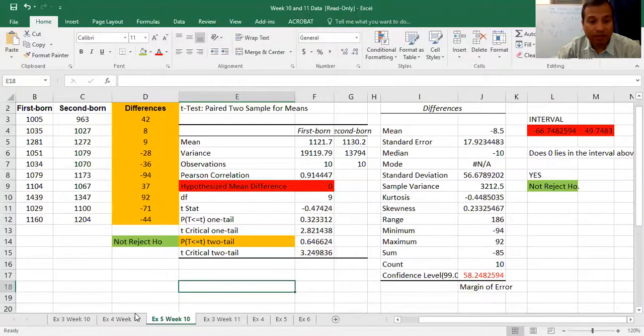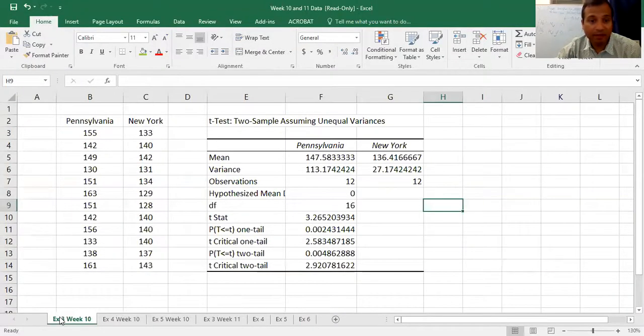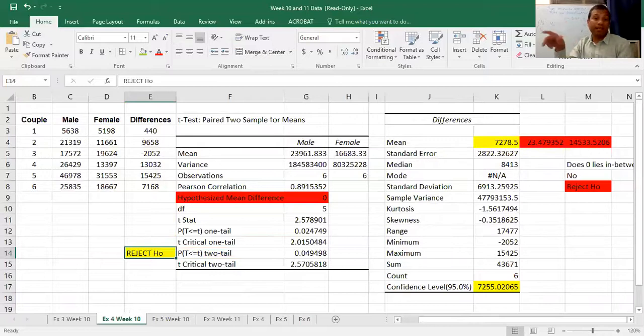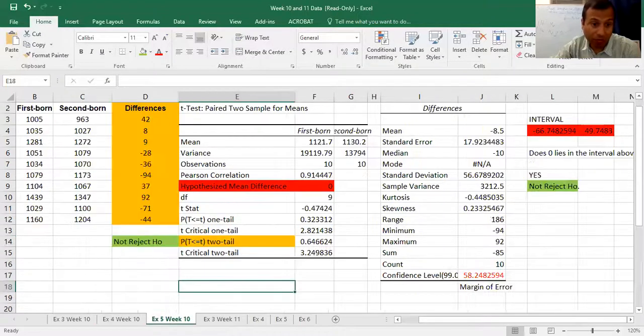So any question from exercises 4, 5, and 3? Exercise 3 was independent samples, right? New York and Pennsylvania. So with different samples we applied the separate t-test, unequal variances, two means, the independent one. Whereas exercise 4 and exercise 5 were clearly the case of dependent, matched or paired samples. In a couple, male and female are paired or matched, or in twins, the first born and the second born are a kind of matched or paired.